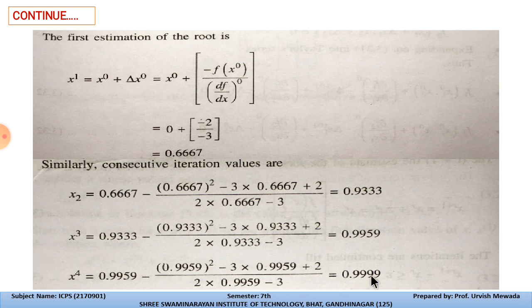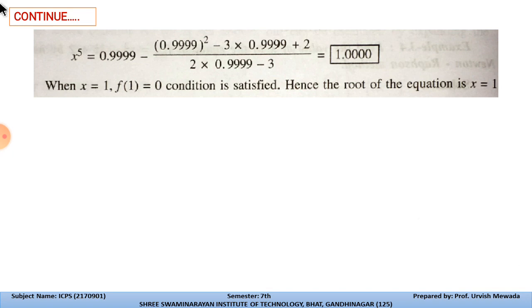After the third iteration we use this value for the fourth iteration, and we follow the same equation that we followed for x raised to 2 and x raised to 3. By putting the value of x raised to 3 in the equation we get the value of 0.999, which is the fourth iteration. Now for the fifth iteration, we put the answer of the fourth iteration in this equation, and after putting the value of x raised to 4 we get the value of x raised to 5.